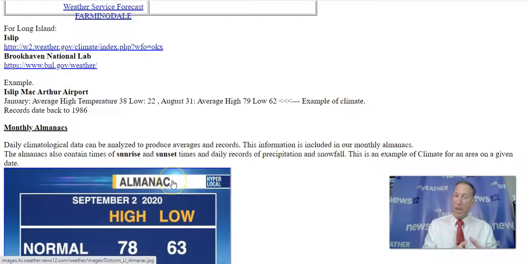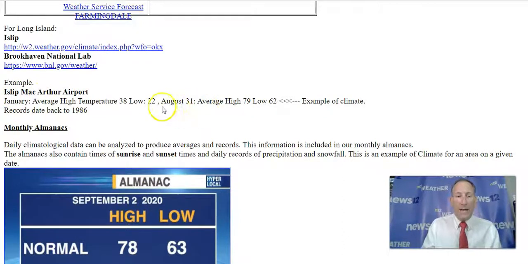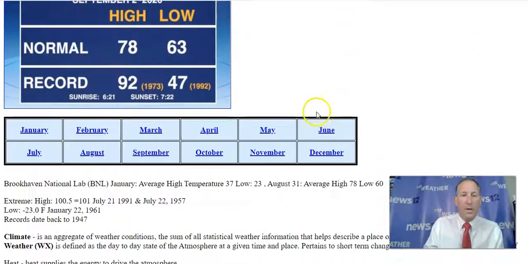So weather and climate. Climate is an average over time, okay? And you can see here, for example, that on August 31st, the average high is 79, the average low is 62. That's an example of your climate, okay? As opposed to on August 31st, if it's going to be 83 degrees with showers and storms, that would be an example of weather. Weather is the day-to-day state of the atmosphere. Climate is over time. So if you're curious about what the weather will be, that's a forecast.